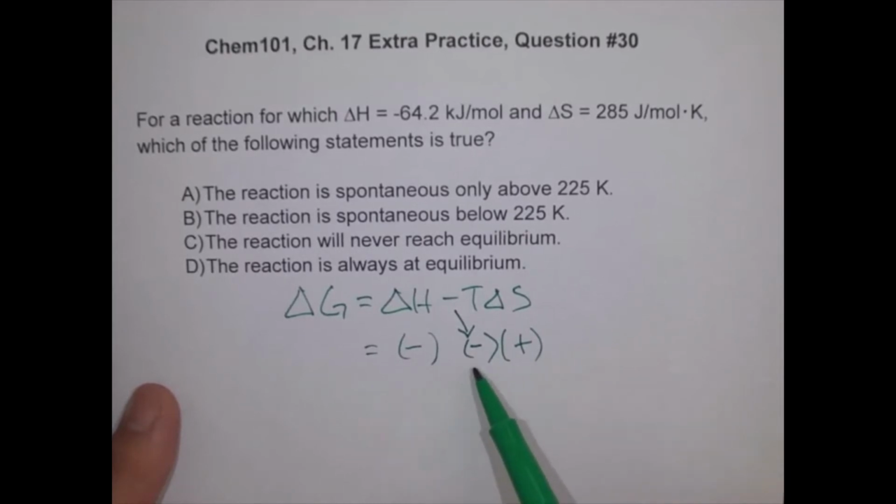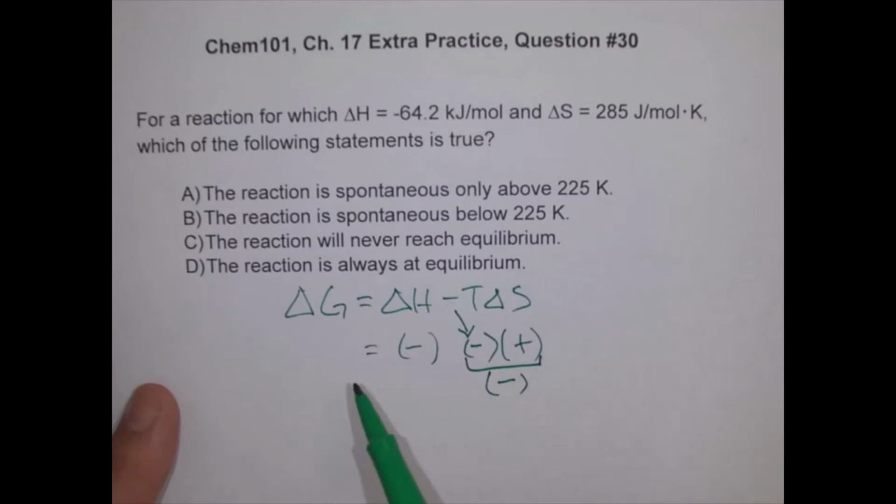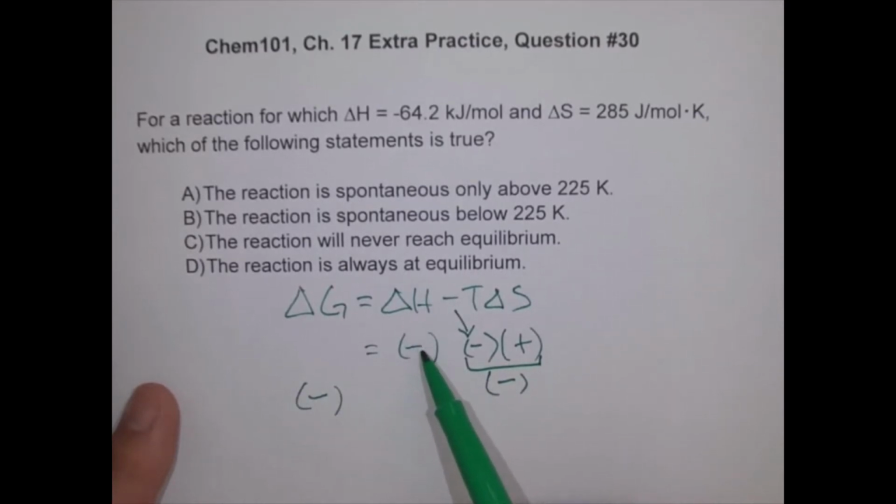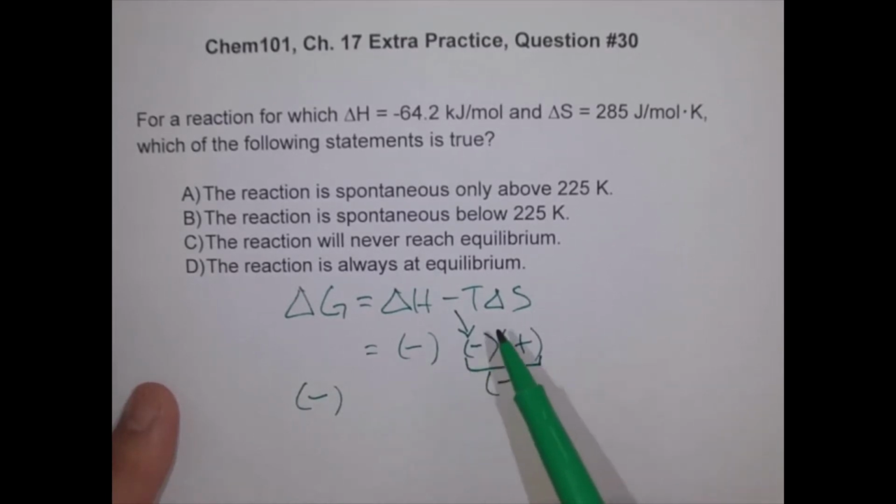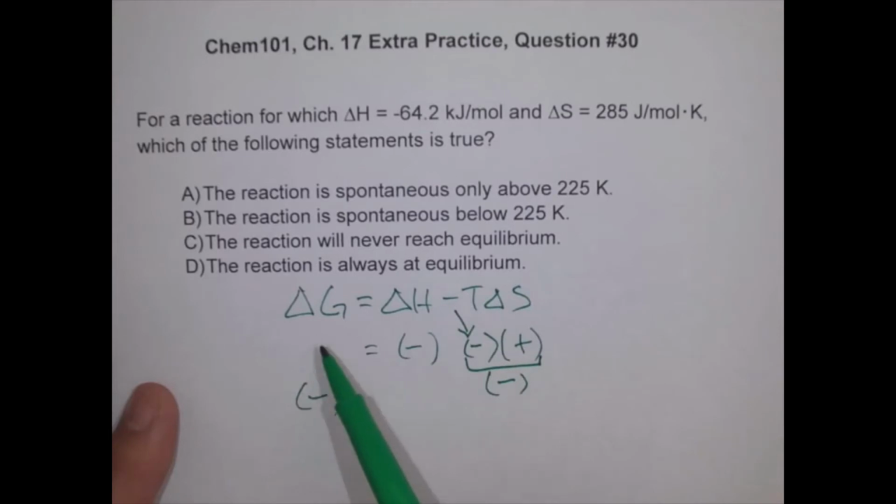And so in this case, because this will always be negative, anytime you multiply a negative times a positive, you get a negative number. So we're always going to end up with the negative delta G, because you're taking a negative number and you're subtracting something from it. So no matter what you do at any temperature, you're going to have a negative delta G, always.